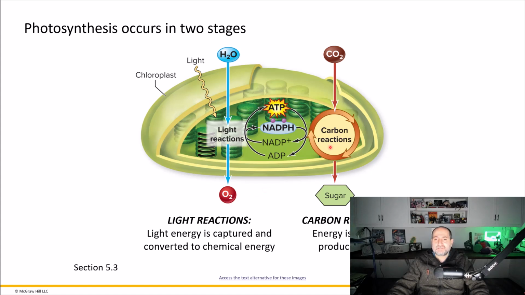And then let's look at the carbon reactions. Remember, the carbon reactions require CO2, okay? And they also require the ATP and the NADPH from the light reactions, right? So technically, the carbon reactions require CO2 from the air, ATP and NADPH, and the products of the carbon reactions are sugar, like glucose sugar.